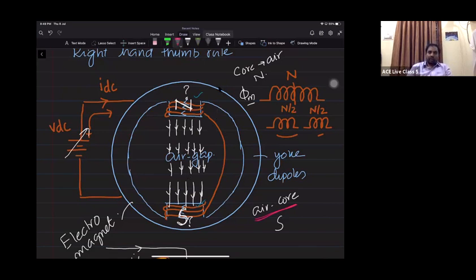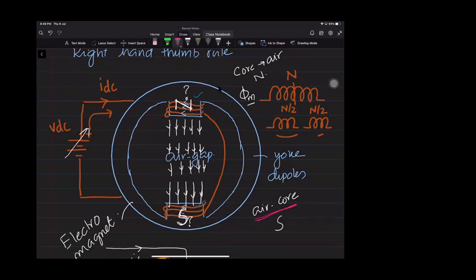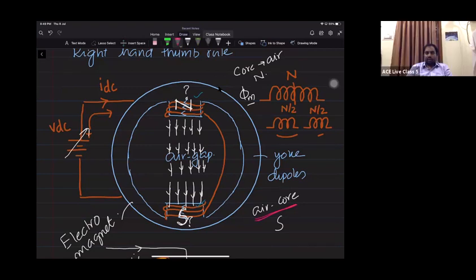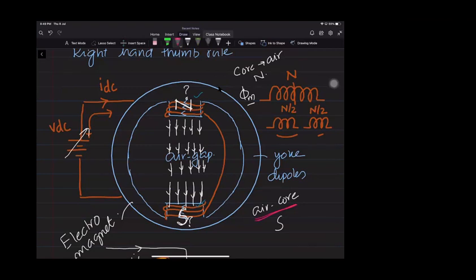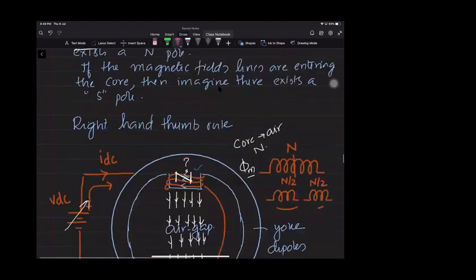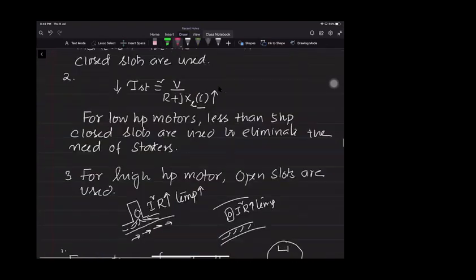Right. Sai Charan Reddy. Hello, sir. Sai Charan Reddy, please. Sir, in disadvantages, you said something about corona. You compared it with the corona discharge.